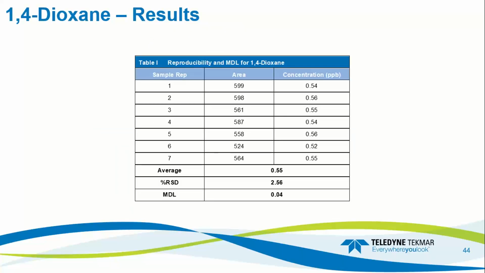To verify that the 0.5 ppb calibration point is precise and accurate, a reproducibility test was performed. The 7 samples that were prepared at 0.5 ppb displayed a 2.56% RSD with an MDL of 0.04.